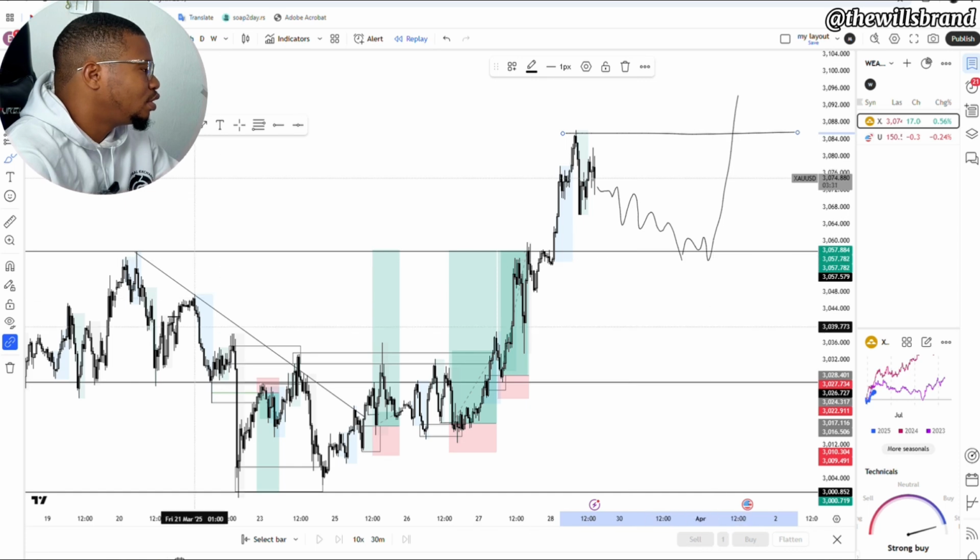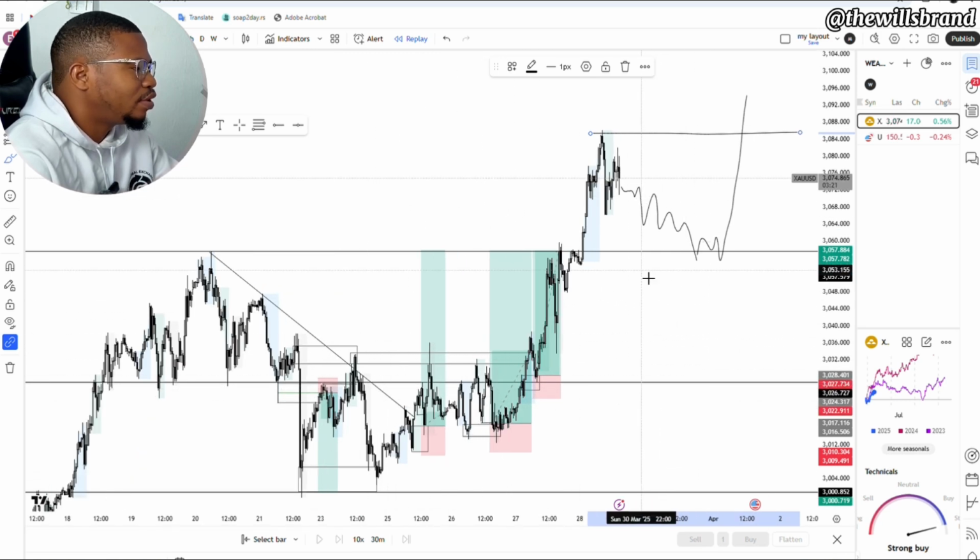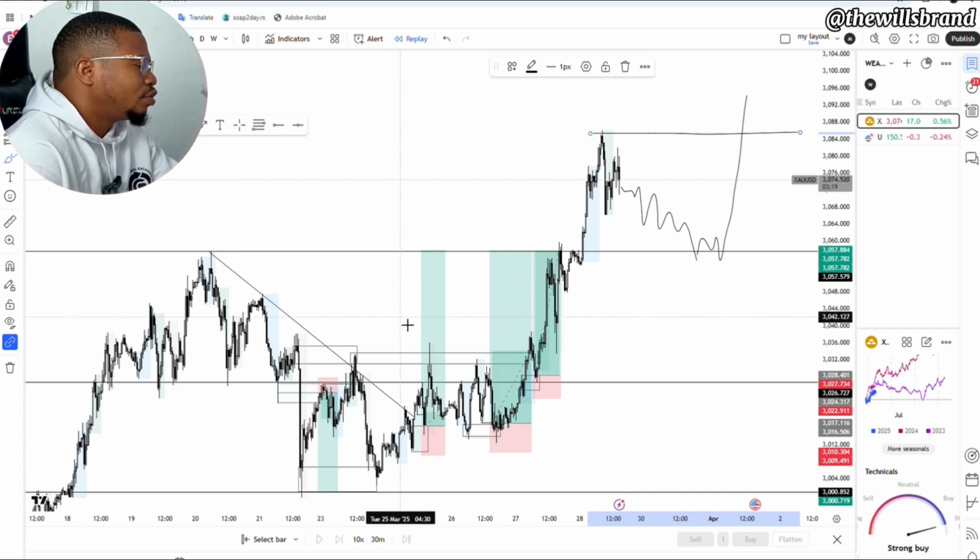We're still very bullish. There's no sign of bearish. We've not broken any support level or any trend line breakout to actually go bearish. So we're still very, very bullish. So this is what I have on gold right now.